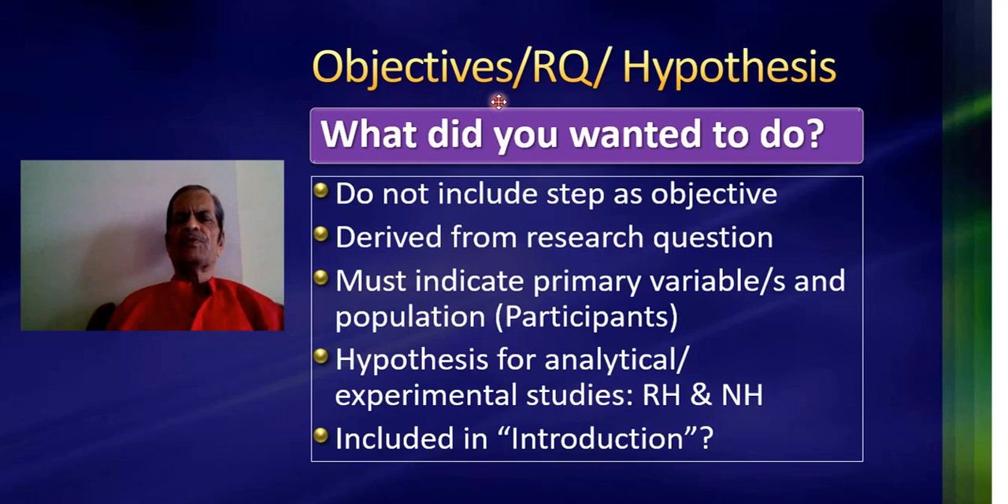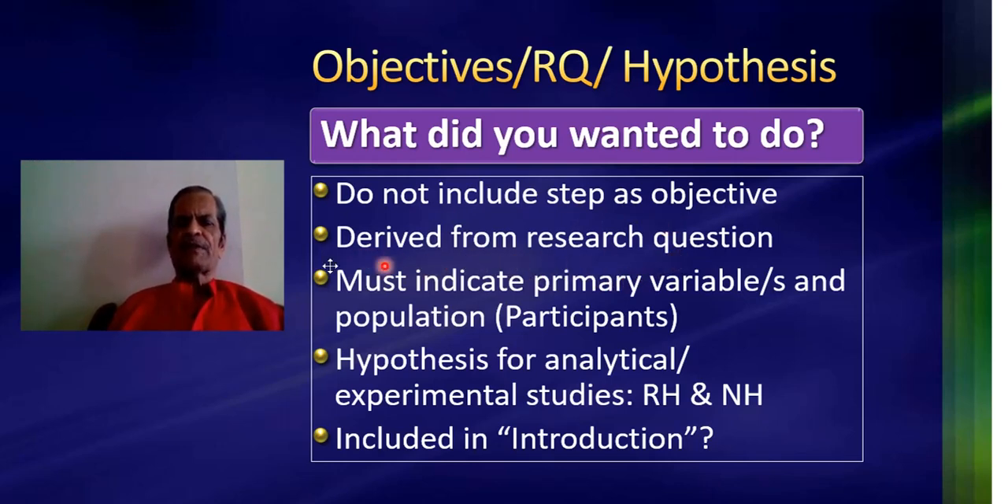Then come the objectives, research question and hypothesis, if they are not mentioned in the introduction and if the journals expect these to be mentioned separately. It mentions briefly what you wanted to do. So that is briefly mentioned in the objectives. Do not include a step as an objective. A step in the study should not be mentioned as an objective. It could be derived from the research question.